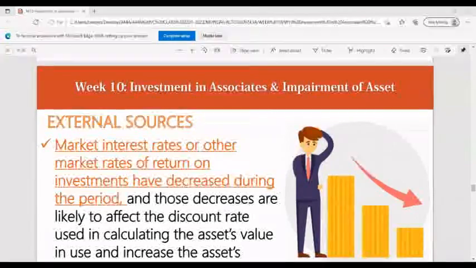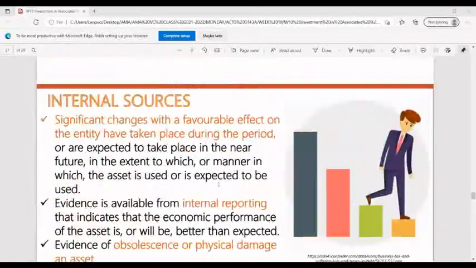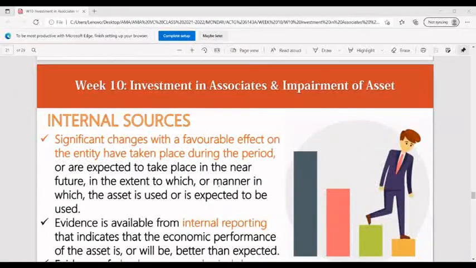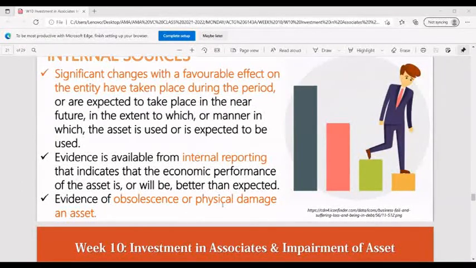Also among external sources, market interest rates or other market rates of return on investment have increased during the period, and those increases are likely to affect the discount rate used in calculating the asset's value in use and decrease the asset's recoverable amount. For internal sources, there are significant changes with an adverse effect on the entity that have taken place during the period or are expected to take place in the near future in the extent to which or manner in which the asset is used or is expected to be used. Evidence is available from internal reporting that indicates that the economic performance of the asset is or will be worse than expected. There is evidence of obsolescence or physical damage of an asset.